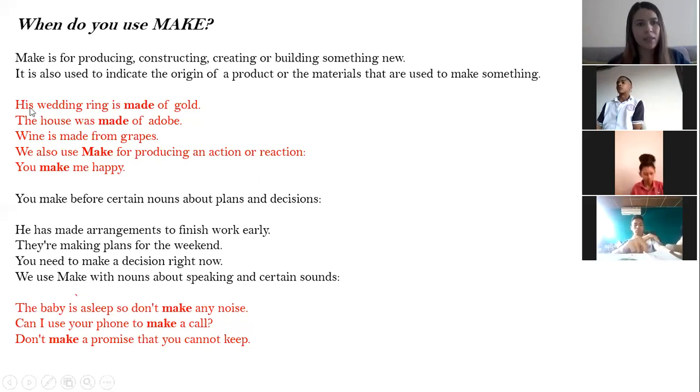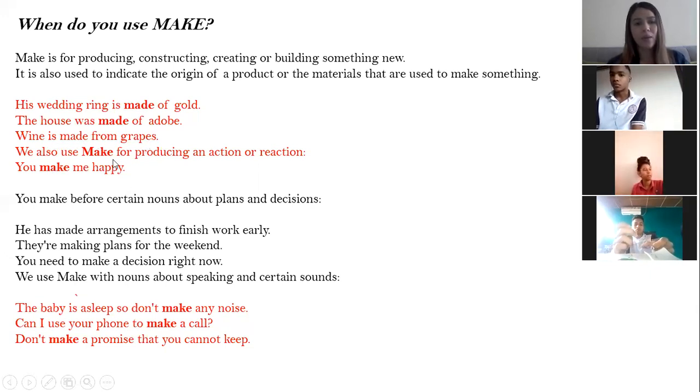For example, his wedding ring is made of gold. Su anillo de bodas está hecho de oro. The house was made of adobe. Wine is made from grapes. In this case, made from. El vino está hecho de uvas.